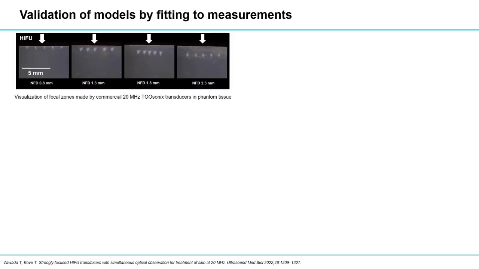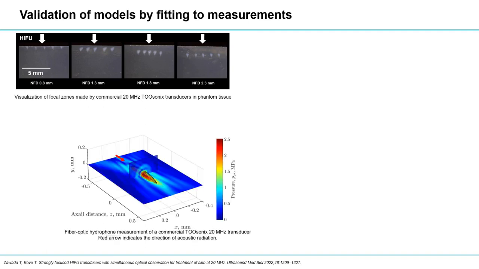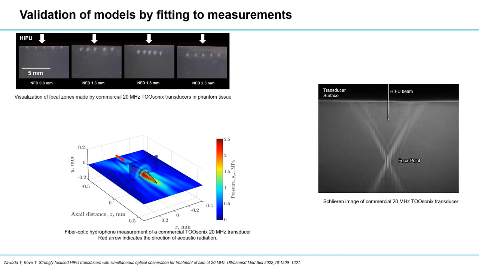As with any model, we always need to fit and optimize them to the real-world results. And here we use simple comparisons between our calculated results with the visual observations in a phantom gel. For more qualitative measurements, we use hydrophone scanning, as shown here, or we use the direct visible schlieren imaging to optimize our models.